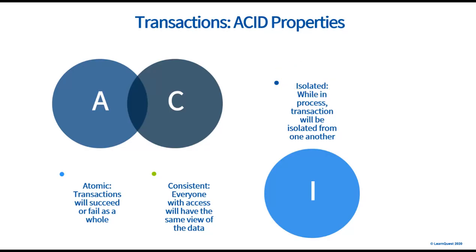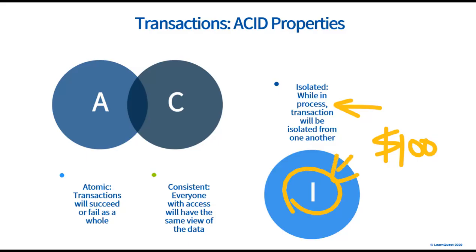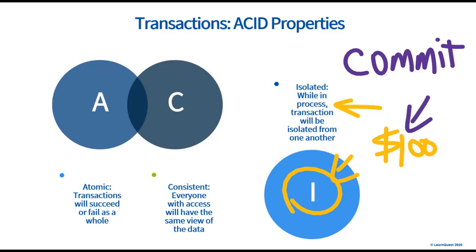I stands for isolated. Now that essentially means that while you're in the process of taking out that $100, no one will know that you are in the process of taking out that $100 until the bank has given you the $100. Up until that time, that particular transaction will be isolated from every other transaction that's taking place. So what you are doing is isolated to you until you have committed the transaction, which essentially means that the bank has given you the $100 in our lovely example.